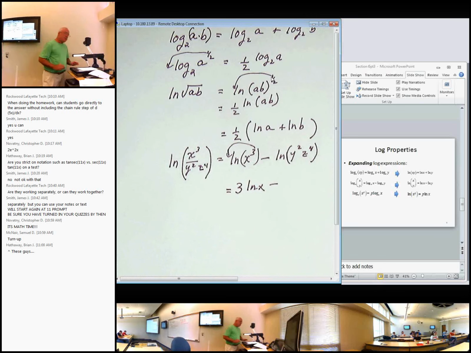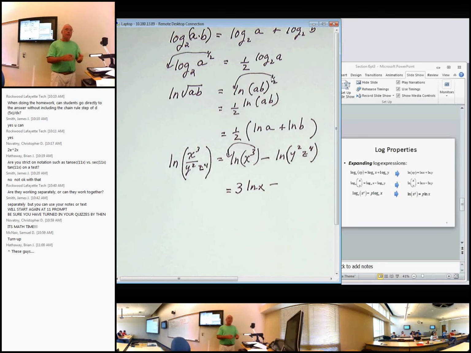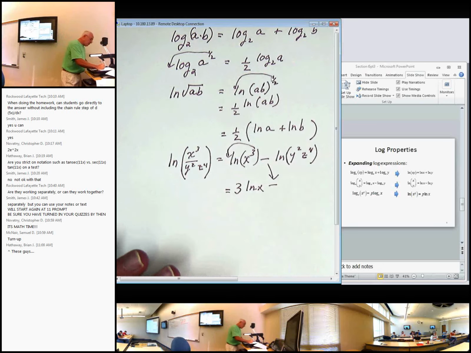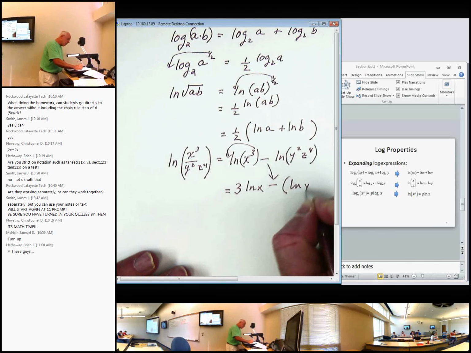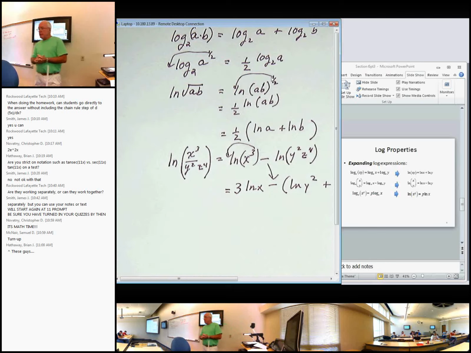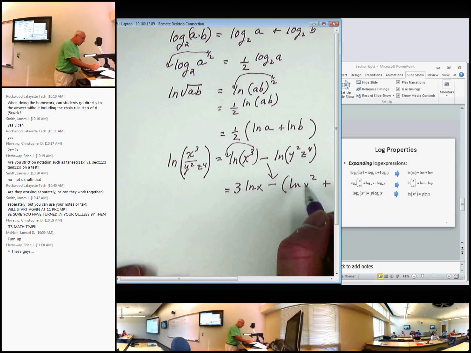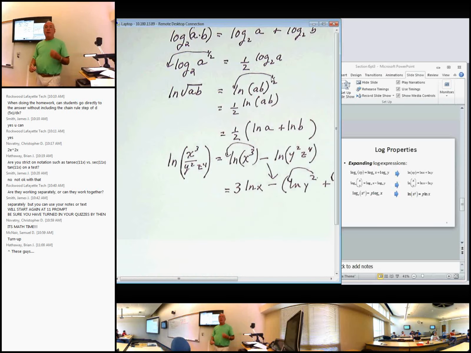What I can do with the second expression is, I've got the ln of 2 things that are being multiplied, so I can expand it to 2 individual logs that are added to each other. Don't forget the minus sign, though, that I have in the front here. So this is going to be the ln of y squared plus the ln of z to the fourth, like that. I'm just expanding it like that. Now, the last thing I can do here is, now I just have a single exponent here.